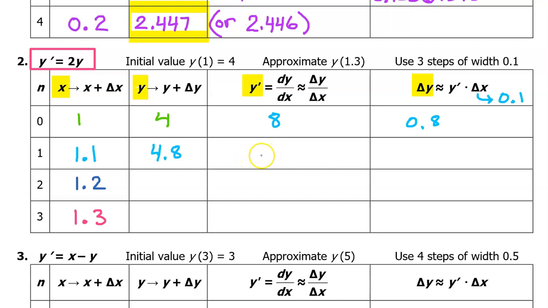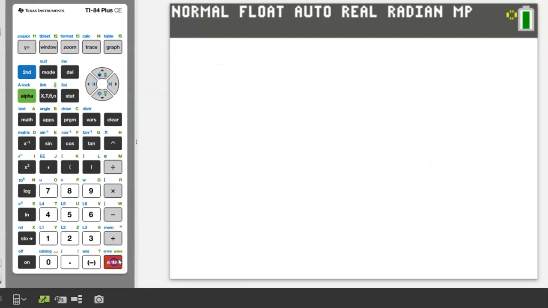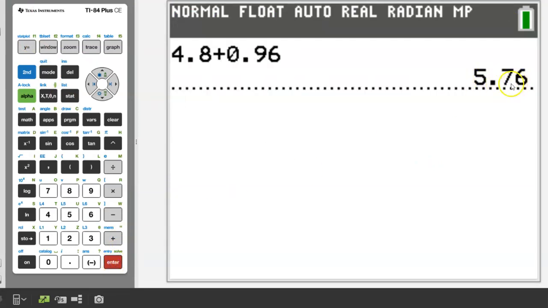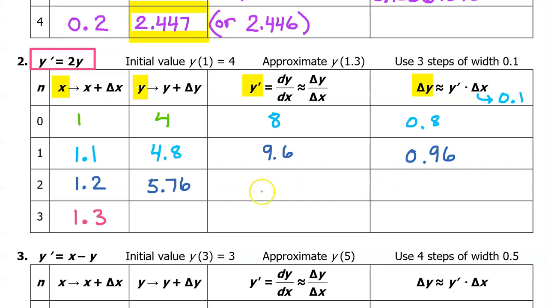Starting over for the second row, we need to find y prime, which is 2 times y. 2 times 4.8 is 9.6. Next, we find delta y by multiplying y prime times 0.1. 9.6 times 0.1 is 0.96. This is delta y. So if we add 0.96 to the previous y value, we get the next y value, 5.76.